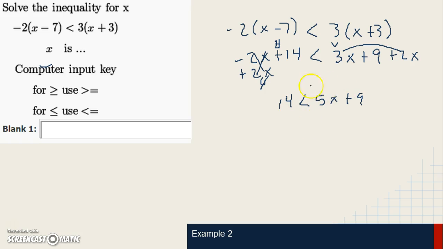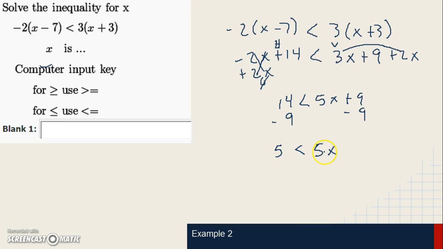Now I'm to the point where I can actually start solving for x by eliminating these numbers on the variable side. The easiest one to eliminate is this plus 9. The inverse of addition is subtraction, and I'm going to subtract by what I want to eliminate. Make sure to do that to both sides. 14 minus 9 is 5, is less than 5x.